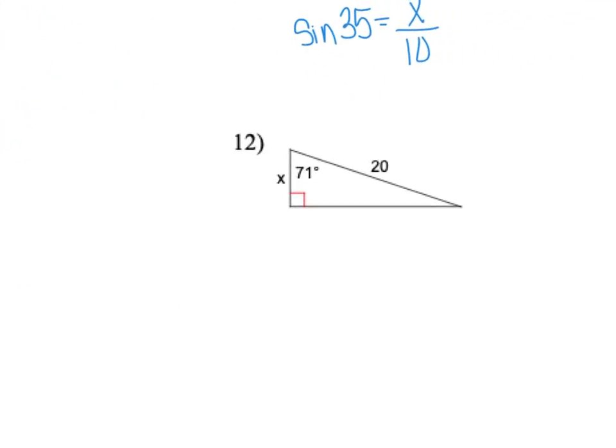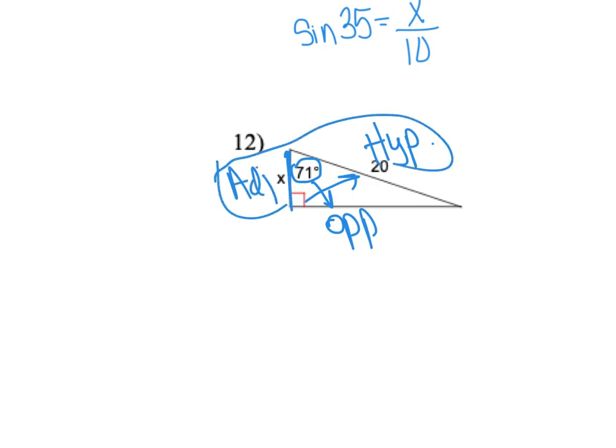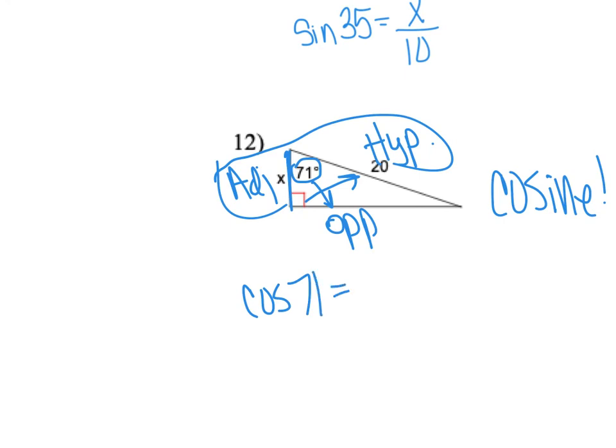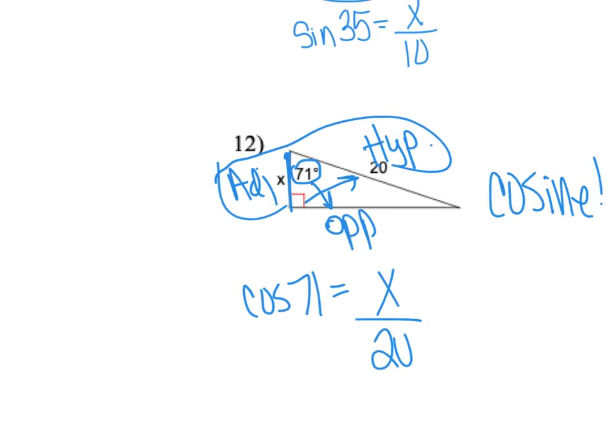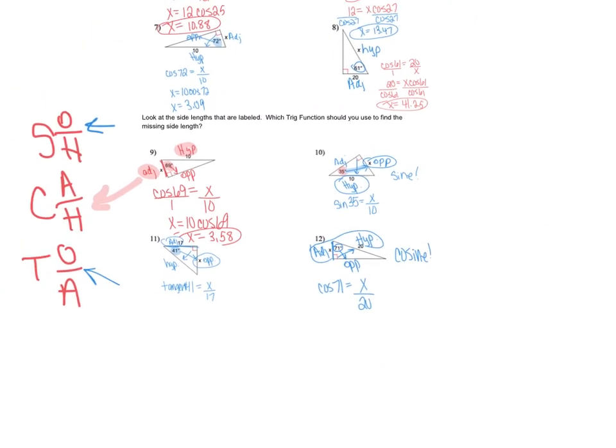Okay, one last one here. Our angle is 71 degrees. Across from it is our opposite side, and we don't know anything about our opposite. Across from the right angle is the hypotenuse. This side right next to it is the adjacent, which means if we have adjacent and hypotenuse, we are going to use cosine. So the cosine of 71 degrees is the adjacent, which is x, over the hypotenuse, which is 20. If you put it into your calculator, you should get approximately 6.51.